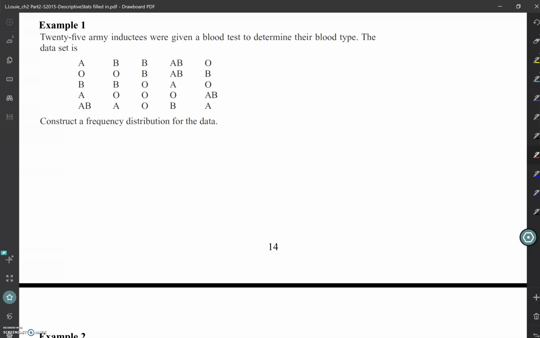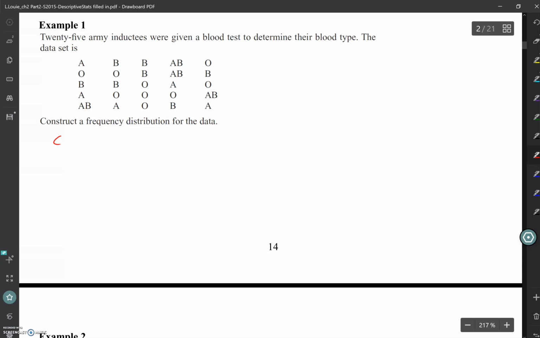Inductees were given a blood test to determine their blood type for the data set below, and I want to construct a frequency distribution for the data. So this is for my categorical data. In this case, we don't have to worry about class boundaries and things. We just need to worry about the categories that we have. So we're going to make our classes.